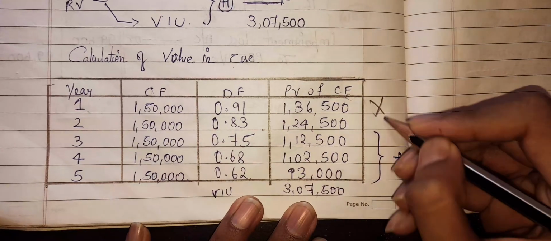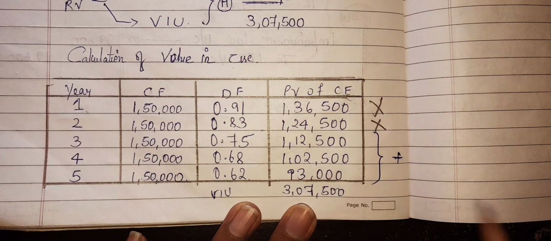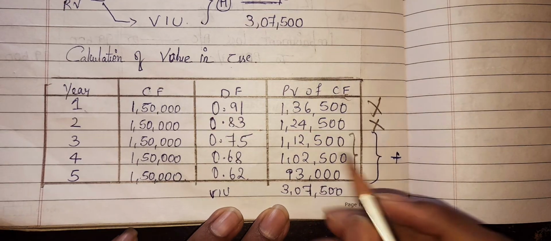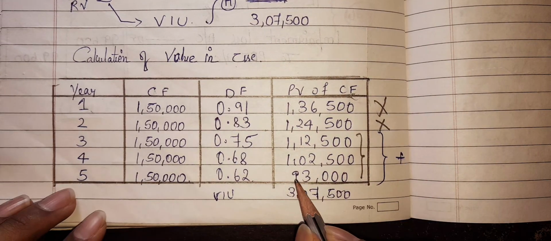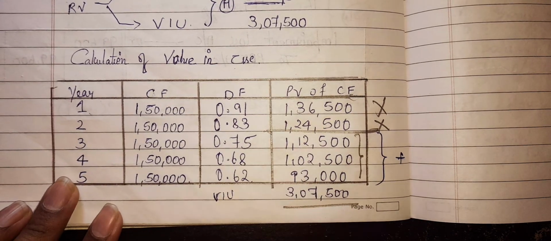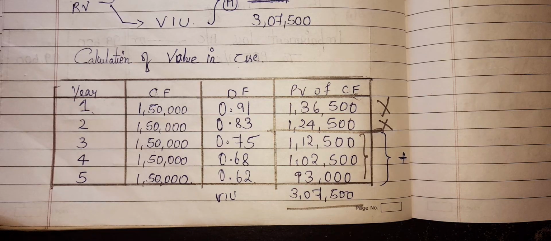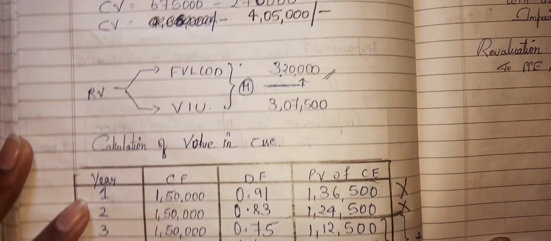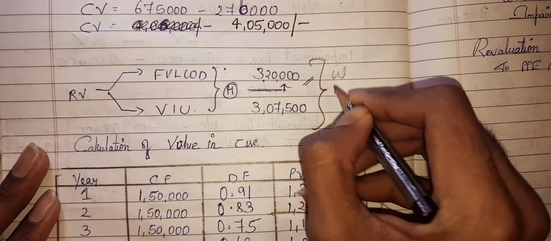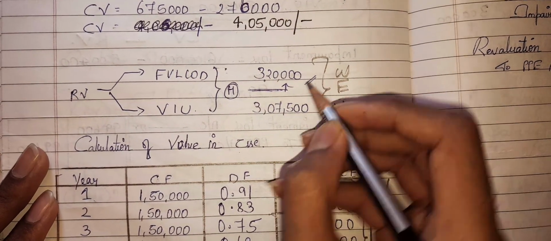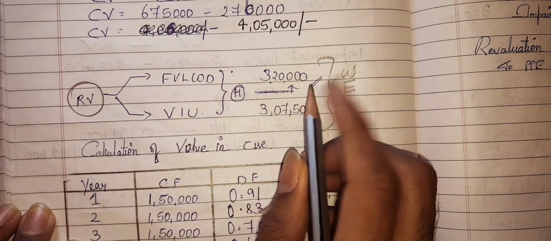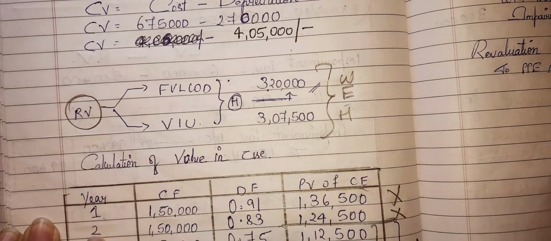So first year's cash flow and second year's cash flow you ignore. The remaining 3 years cash flow should be added. So when you add 1,12,500 plus 1,02,500 plus 93,000, you will get 3,07,500. That is the value in use, 3,07,500. Out of this, whichever is higher, 3,20,000 is higher. Hence, recoverable value is 3,20,000, carrying value is 4,05,000.